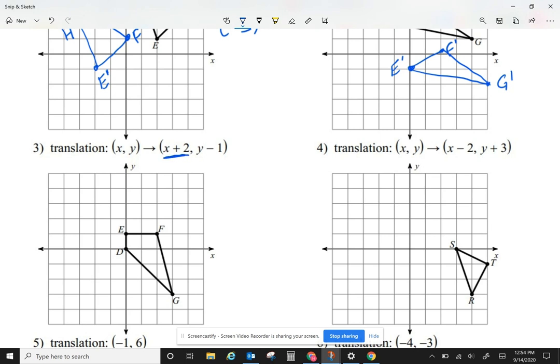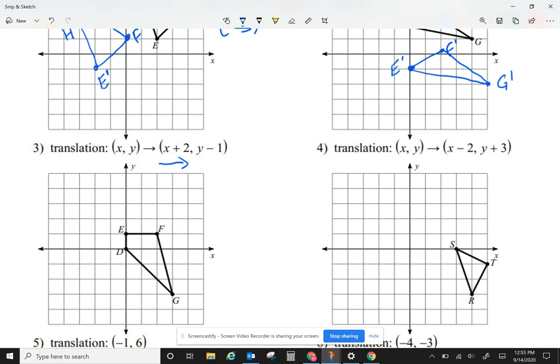My x value, if I think of the x-axis going from left to right, is going to tell me whether I move to the left or to the right. Plus means move to the right, and minus means move to the left. So this figure, x plus 2, is telling me I'm going to move 2 units to the right.